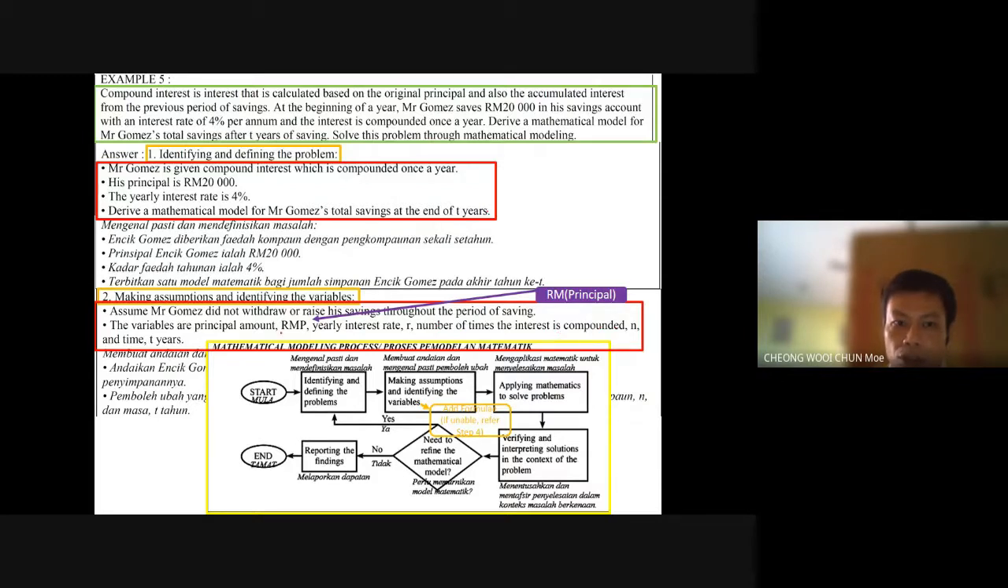So we start off with the variables RM, P. The P is for principal, ringgit Malaysia. The yearly interest rate starts with the symbol R. And then the number of times the interest is compounded, N. These are using the symbols you have learned in Form 3. And time, T, for years. Okay, those are the variables. So from here, you can't derive the formula. You can't create the formula yet. Since time is in step 2, you only create the formula in step 4.